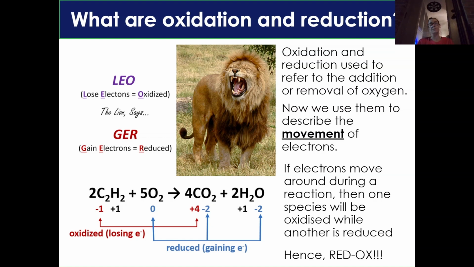So now, whenever we define oxidation and reduction, we talk about it in terms of electron movement. So oxidation is whenever a substance loses electrons, and reduction is whenever a substance gains electrons. And you can remember this through the mnemonic Leo the lion says GER. LEO stands for loss of electrons is oxidation, and GER stands for gain of electrons is reduction. So that's how you can remember that when something loses electrons, they're oxidized, and when they gain electrons, they are reduced.